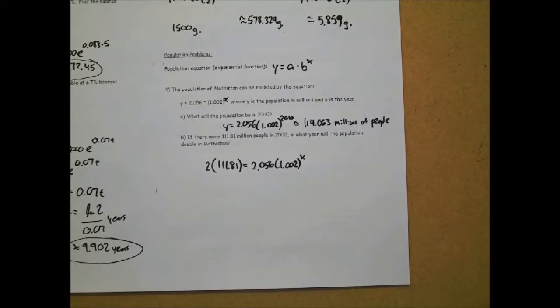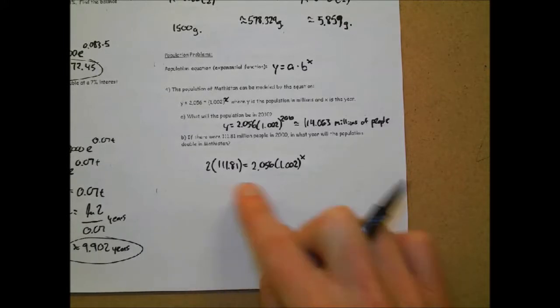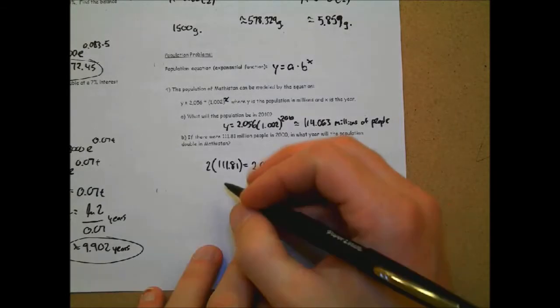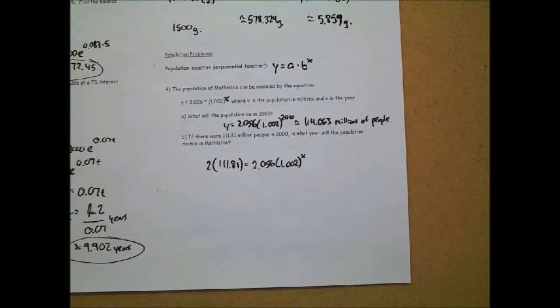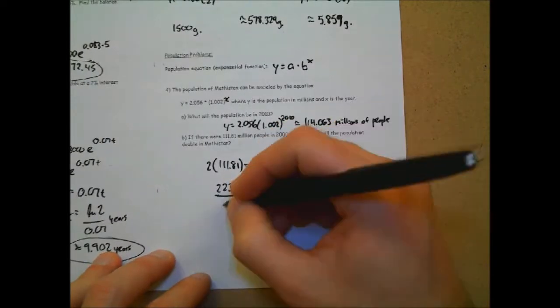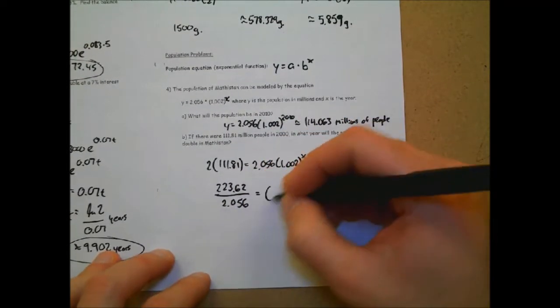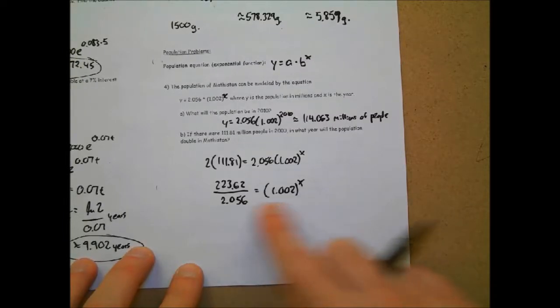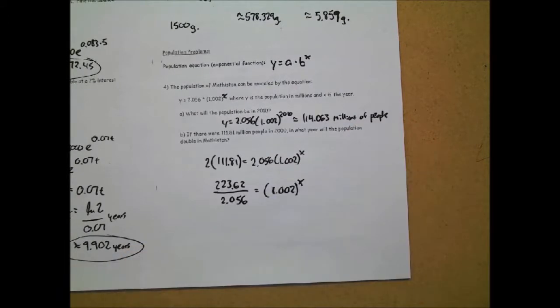So now we'll just solve this. You can double the 111.81 and divide over the 2.056. Be careful with intermediate rounding. So I'll say 223.62 over 2.056, and that's equal to 1.002 to the x. I'm not going to simplify the 223.62 over 2.056 because it gives a really long decimal I don't want to write out. At this point, what should we use to get that x out of the exponent? Log. And it doesn't matter what logarithm you use.